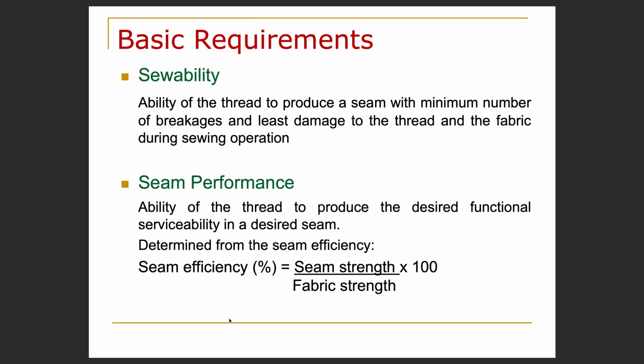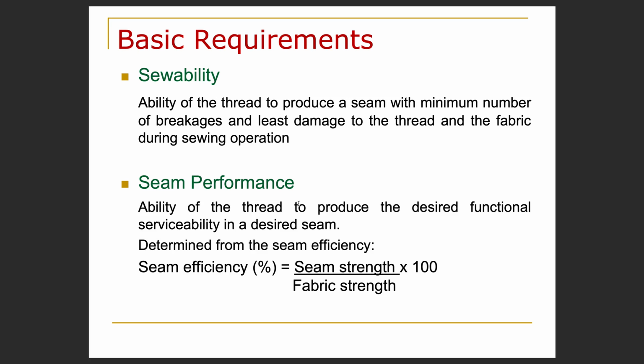So when we talk about the basic requirements, sewability is one important requirement. What is sewability? It is the ability of thread to produce a seam with minimum number of breakages and least damage to the thread and the fabric during sewing operation. As we just discussed, when sewing is taking place, the machine is running at high speed, so there should not be any damage to the sewing thread at that time, and the sewing process should go on smoothly. So that is related to sewability.